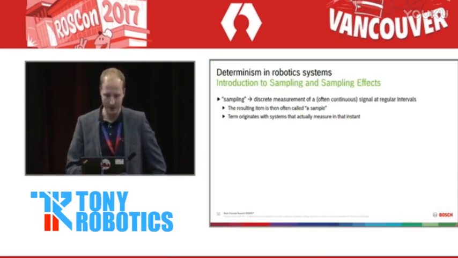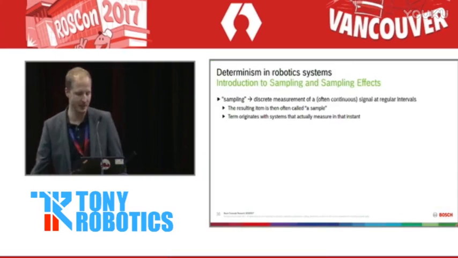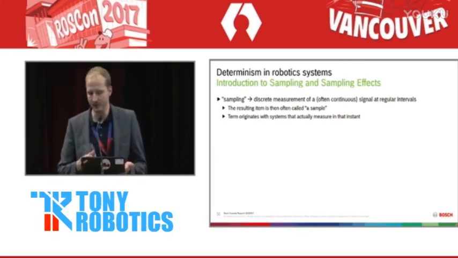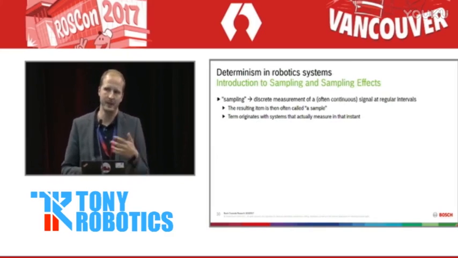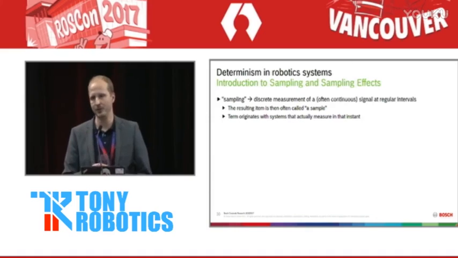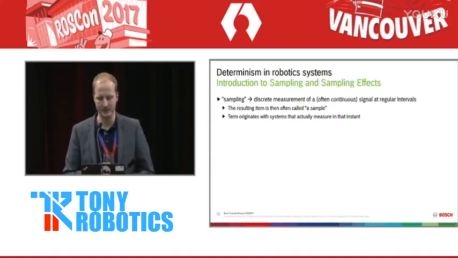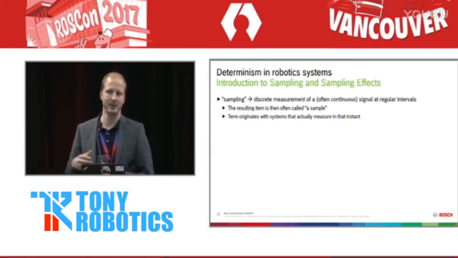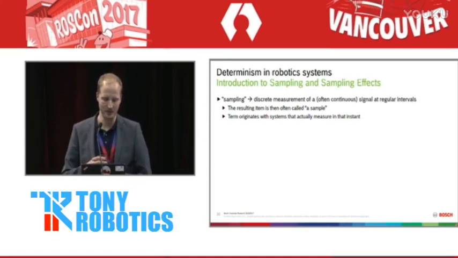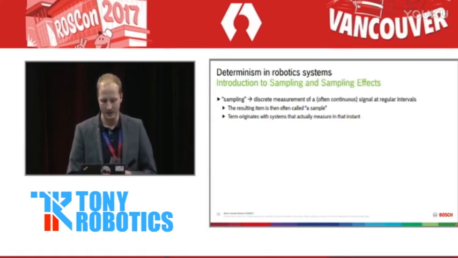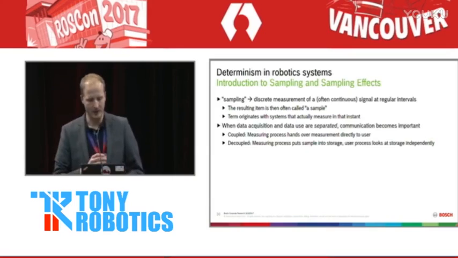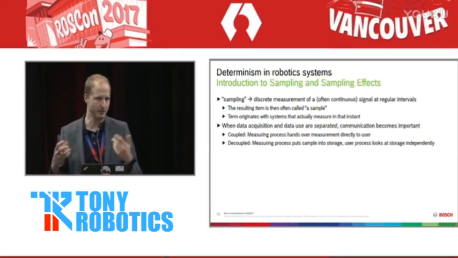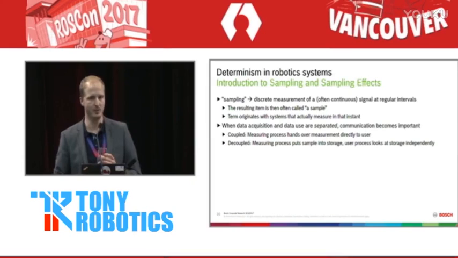So, what's sampling? Sampling traditionally means a discrete measurement of a continuous signal. And we often do that in regular intervals. And we also sometimes call the result of that a sample. As you can guess from that, this is a term that originates from analog systems which were getting digital. We also use this now in our message-based systems. And in the message-based systems, what we often have is that the acquisition and the use of the data are separated.